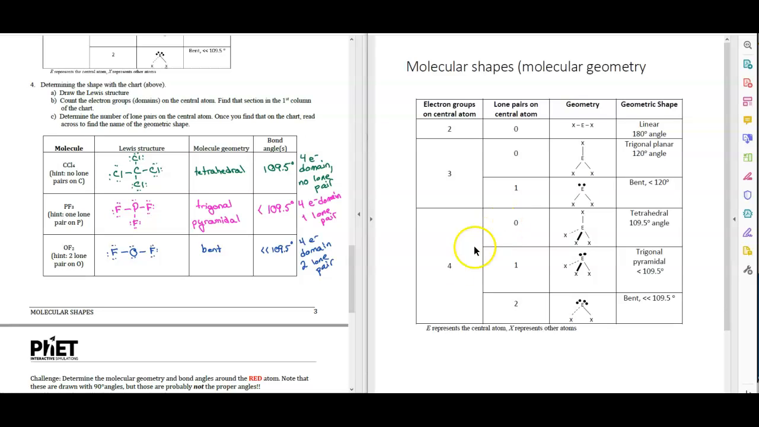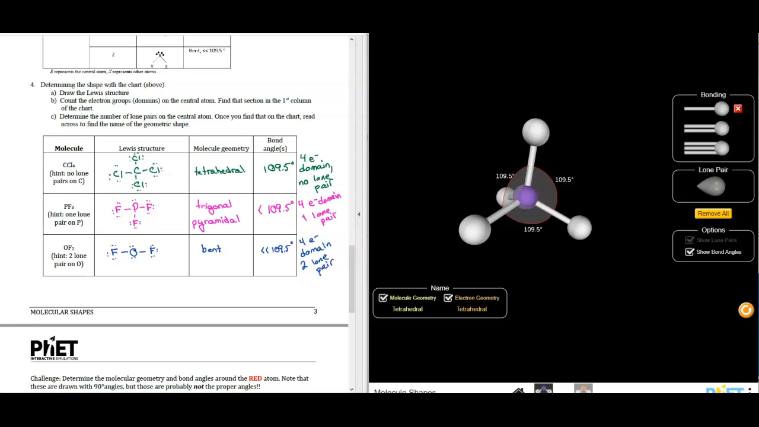I find 4 electron domains on the chart, no lone pairs on the central atom. And I follow across until I find that it is tetrahedral. This is what it looks like if I build it using the PhET model.